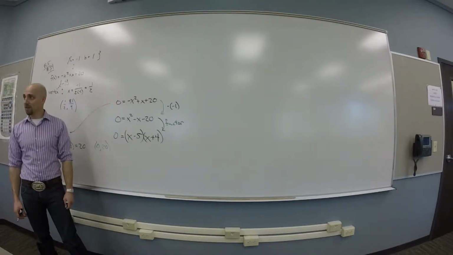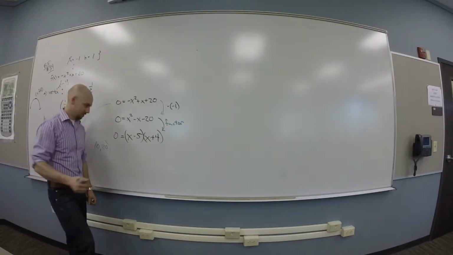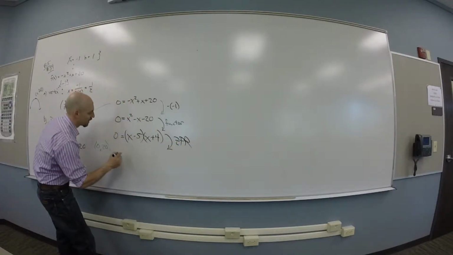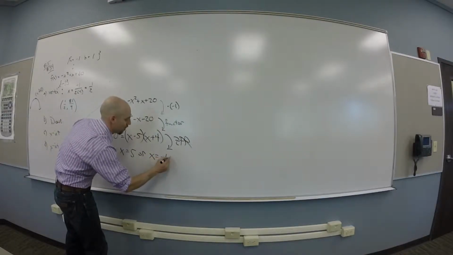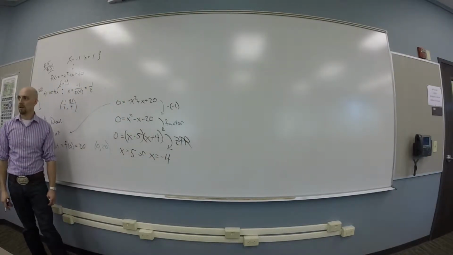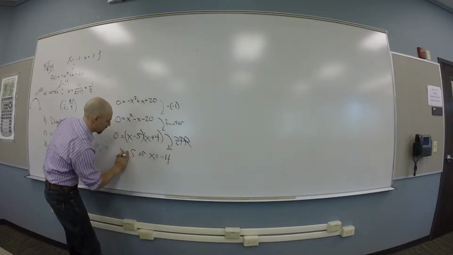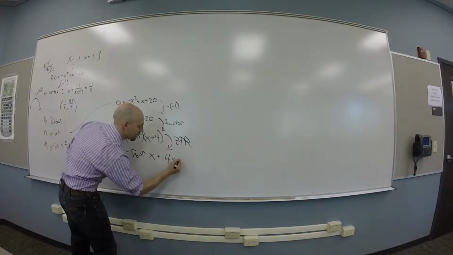Now what? You set them both to 0. What are you applying? The zero product rule. So we should get x is 5 or x is -4. Does everyone see that, or do I need to go back? How about x minus 5 is 0 or x plus 4 is 0?